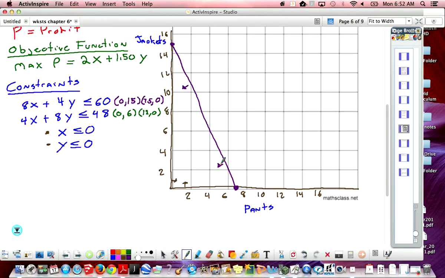Then I'm going to graph the line in green. So I'm looking at 0, 6 and 12, 0. So if I look at that one there, I'm here, here, boom. And now my shading, again, less than means below. You can see where all my arrows are pointing. So here is my feasible region.